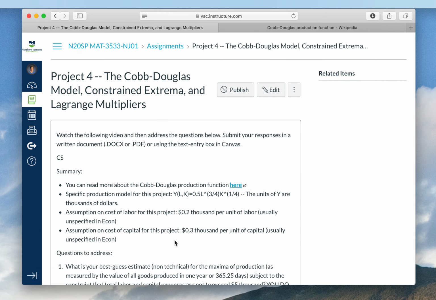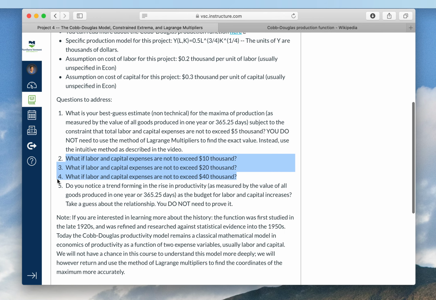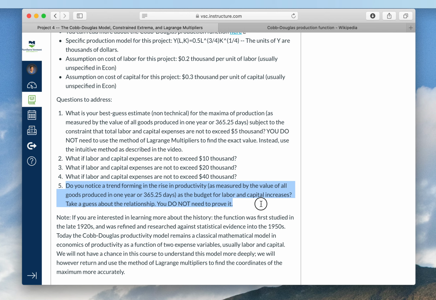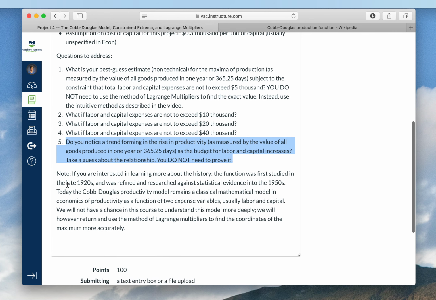Cool. So, yep, we've done the first question here. It's about 6.5. I'll ask you to estimate the answers to these and then address what the trend is that you see. Take a guess about what the trend is, but you do not need to prove it. If you're interested in learning more about the history, this function was first studied in the 20s, and it was refined and researched against statistical evidence. It is still a classic model in economics of productivity. However, it is a little bit dated now.